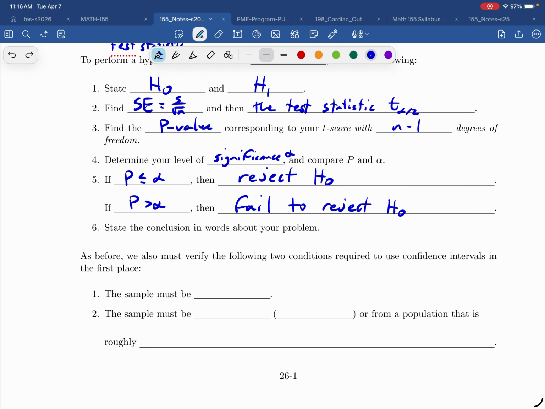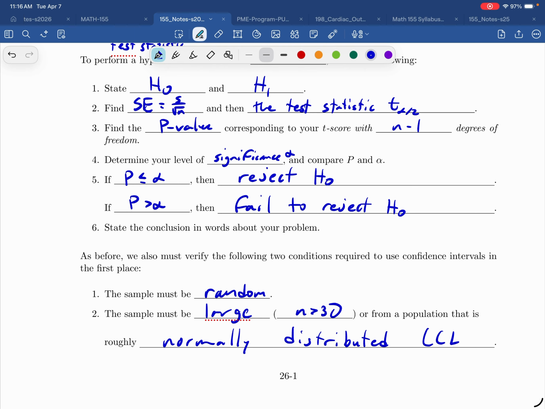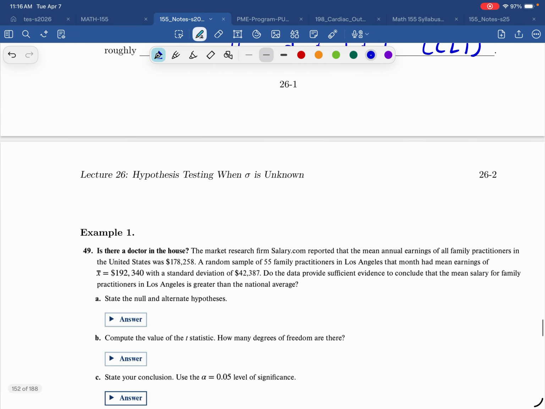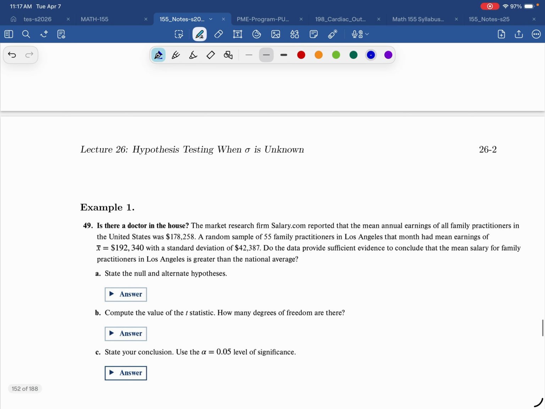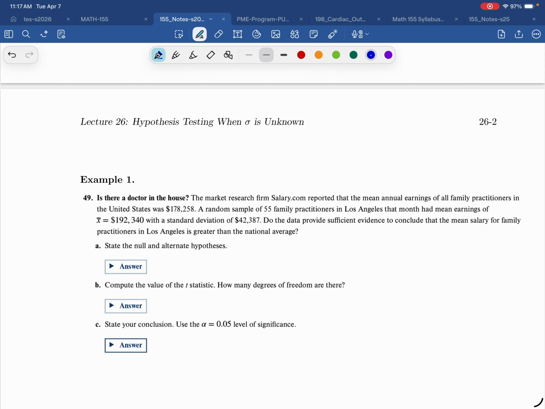Now, a couple of requirements. The sample must be random, of course. The sample must be large, greater than 30, or from a population that is roughly normally distributed, right? This is because of the central limit theorem. The central limit theorem has conditions for when the sampling distribution is normal, right? So anyway, let's take a look at this.